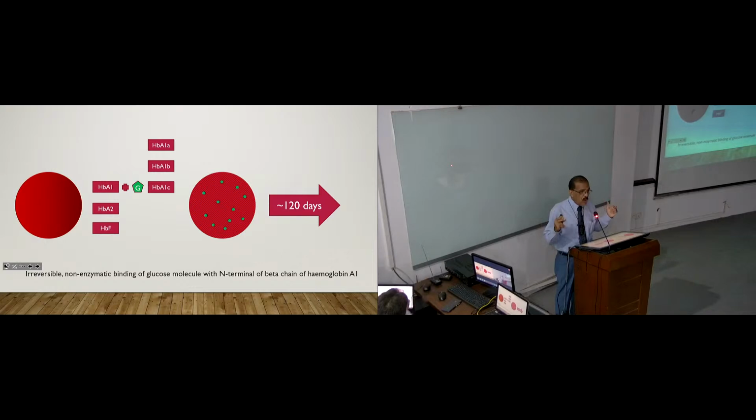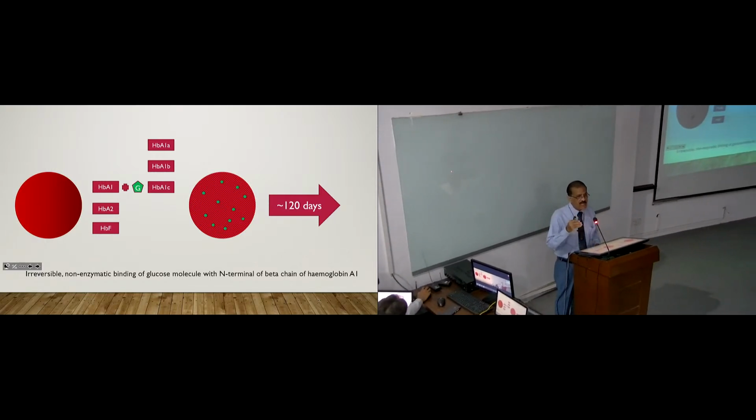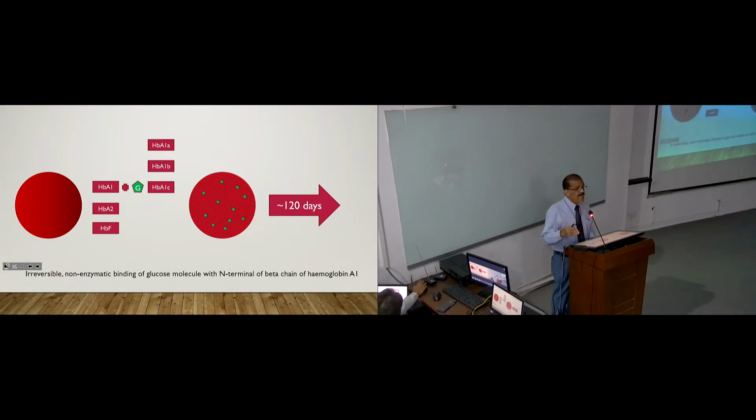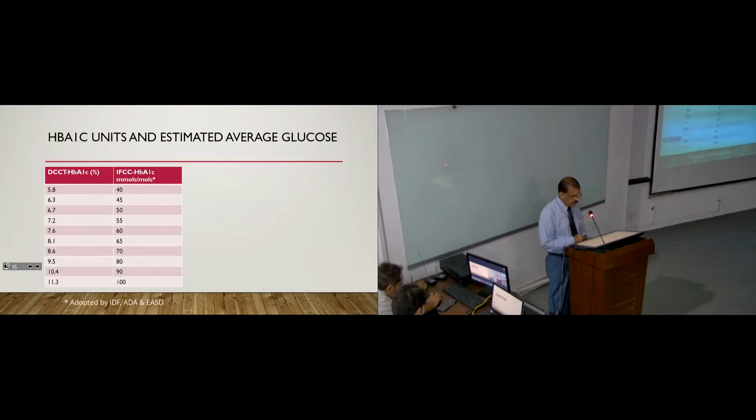So this is non-enzymatic but irreversible glycation, and it is going to stay in the blood as long as this RBC survives. Normally in most people the average RBC life is 120 days, but it could vary. In some cases it may be longer, in some cases it may be shorter. So that is how this could actually affect our hemoglobin A1c.